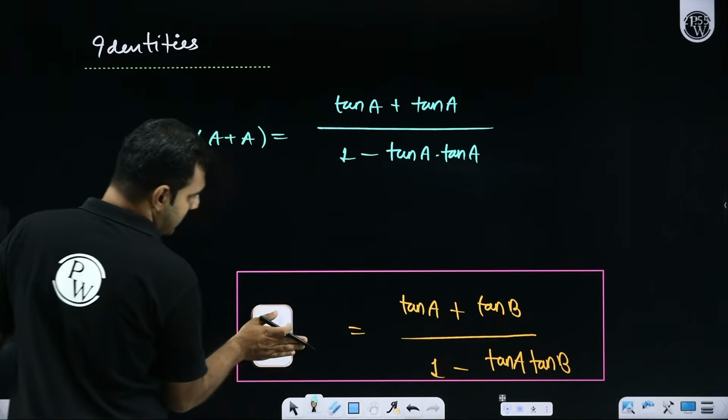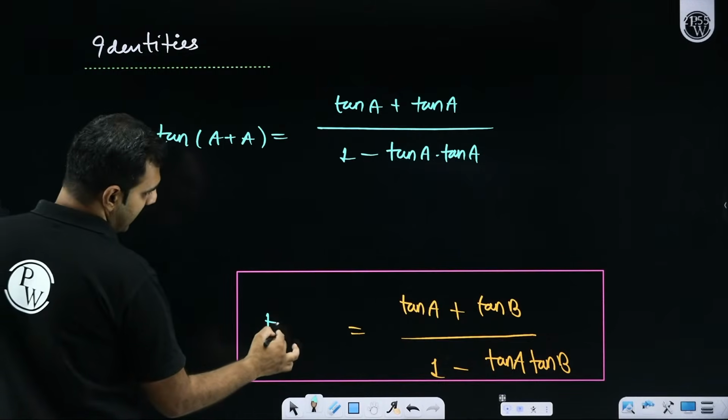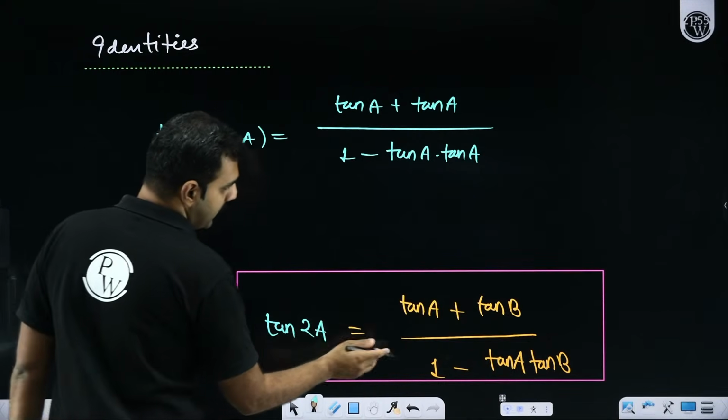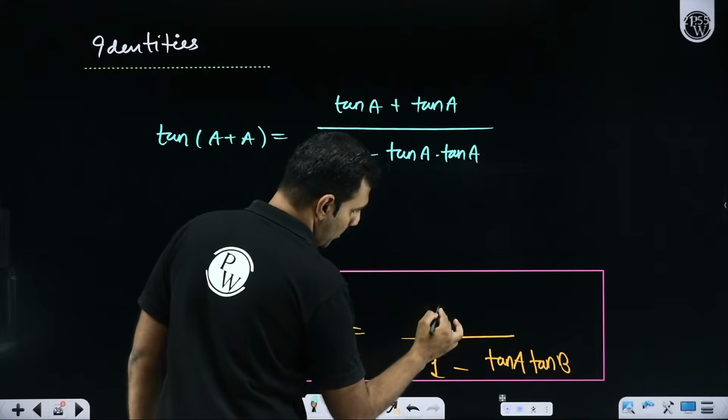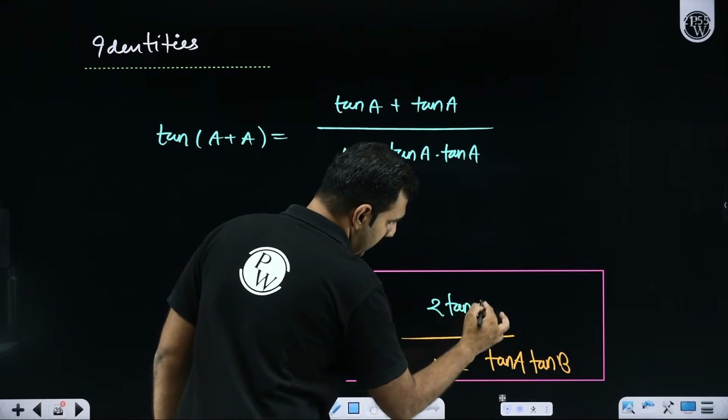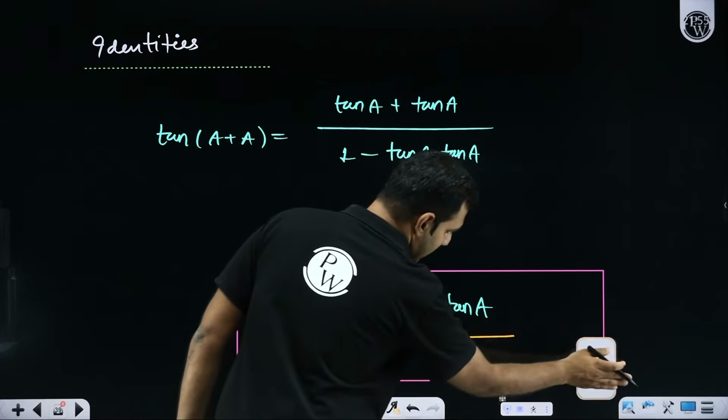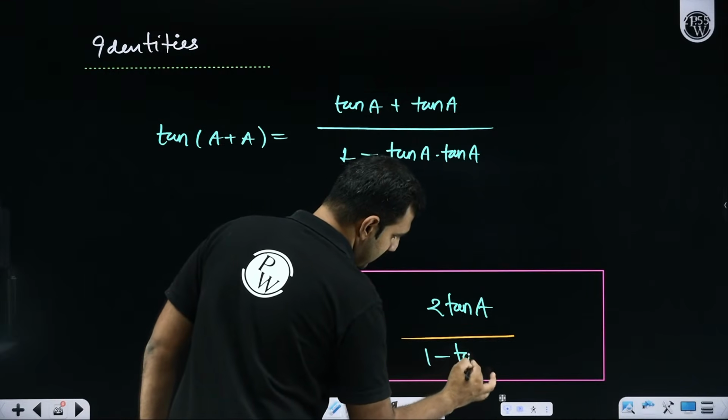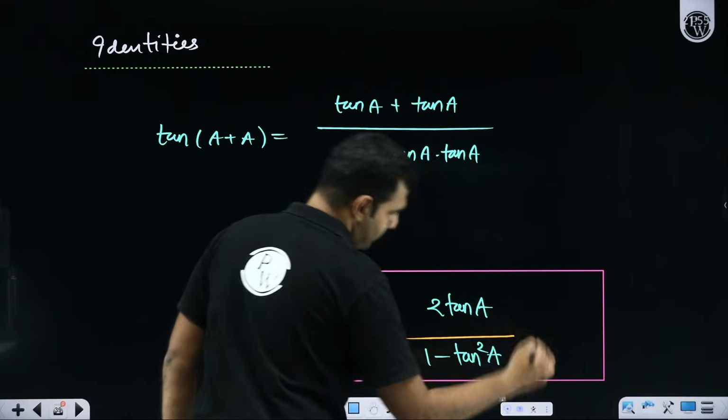Sir, on the LHS, it will be tan A plus A, which is tan 2A. Tan A plus tan A will be 2 tan A, and 1 minus tan A tan A will be 1 minus tan square A.